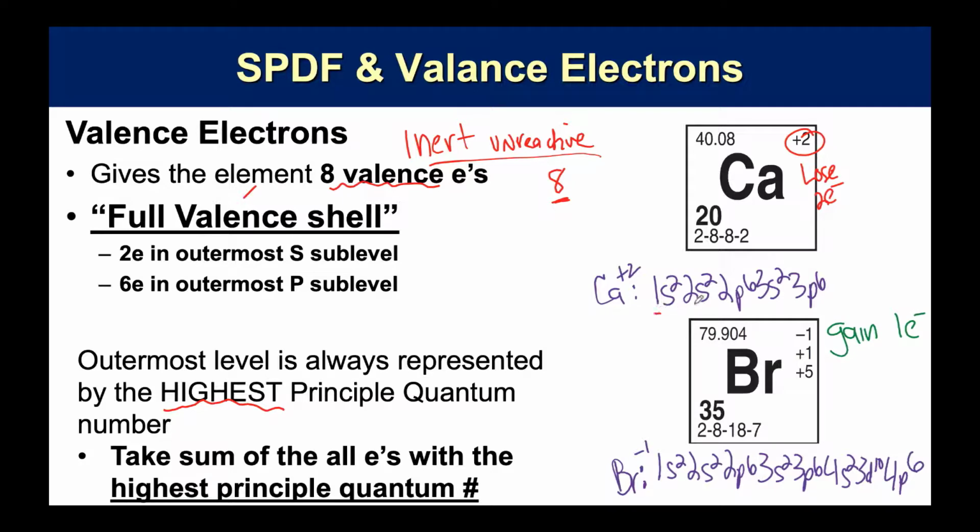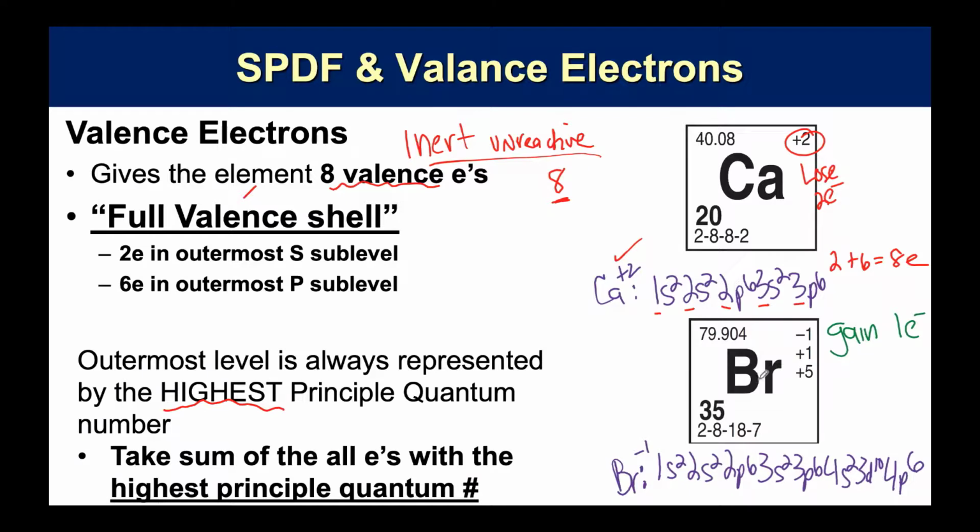The highest principal quantum number is not 1, is not 2, it's 3. So we have 3 here, but we also have 3 here. The valence electrons are the sum of the s and p electrons in the highest principal quantum number present. In this case, we have a 3s and a 3p. We have 2 electrons plus 6, which gives me my 8 valence electrons. That means that this is inert.